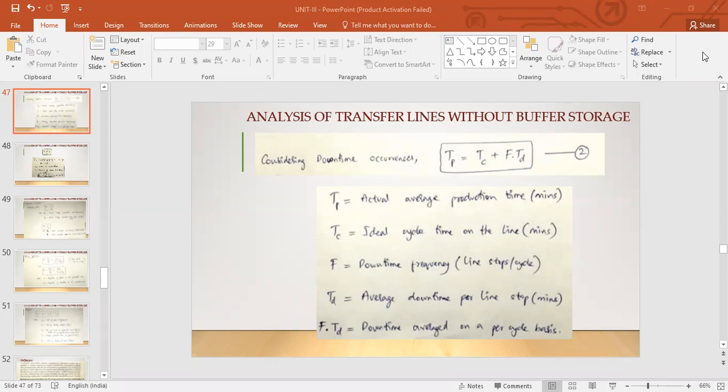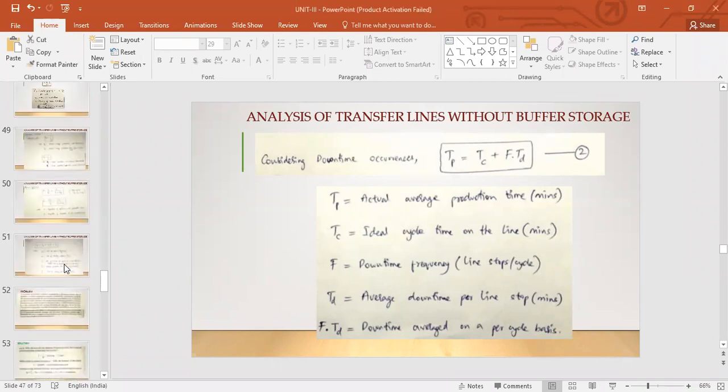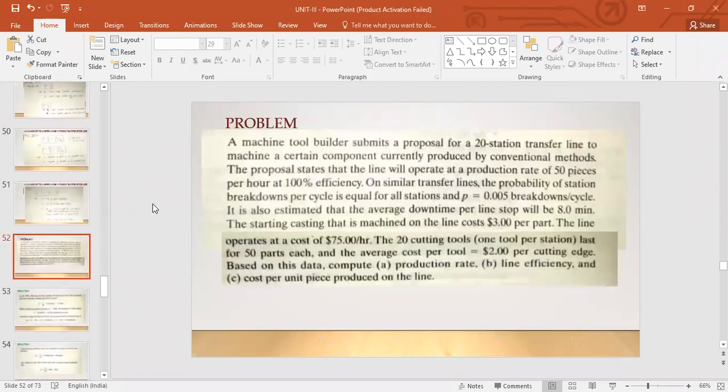Okay, so you see, that's the terminology. Now we look at a problem that will give you a thorough idea of what we are looking at.